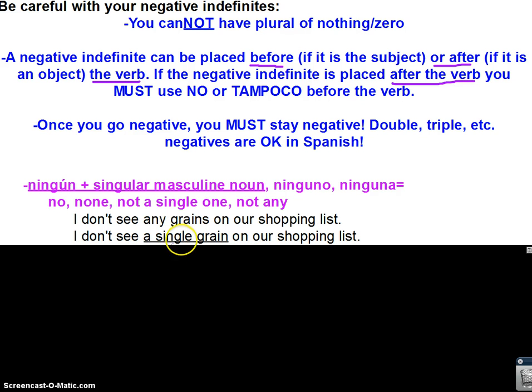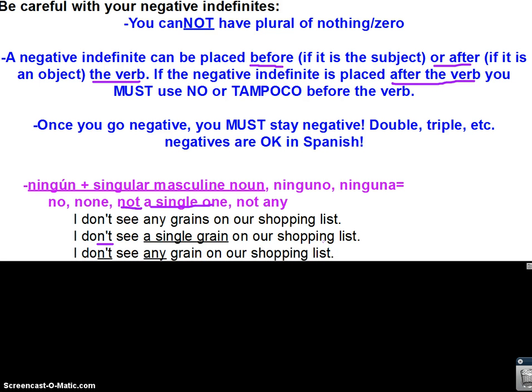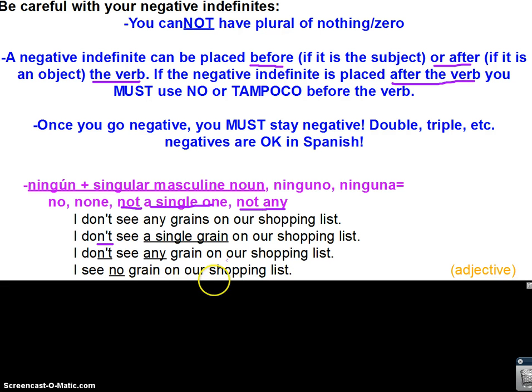I don't see a single grain on our shopping list. So, not a single one. Not a single grain on our shopping list. Or maybe you would say, I don't see any. So, not any. Do not, any. So please write these down. Or we might say, I see no grain on our shopping list. I don't know if we'd say that exactly, but that's an option.